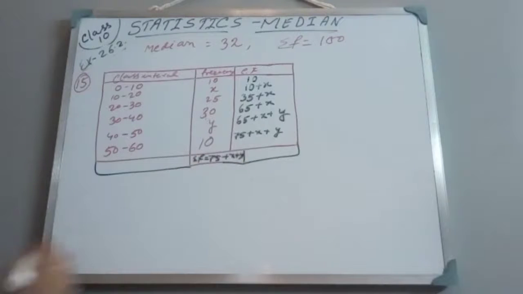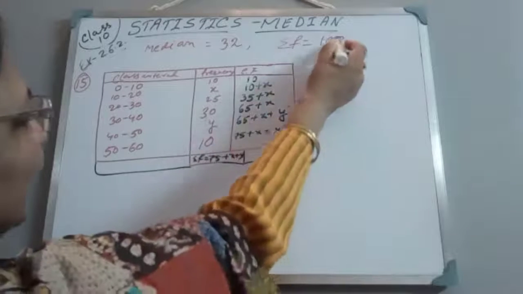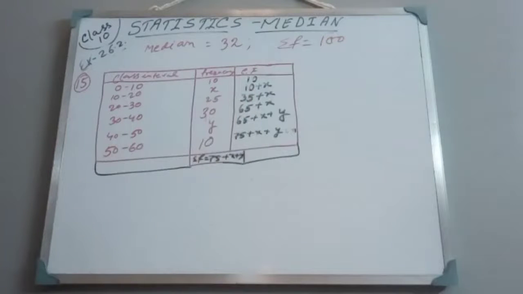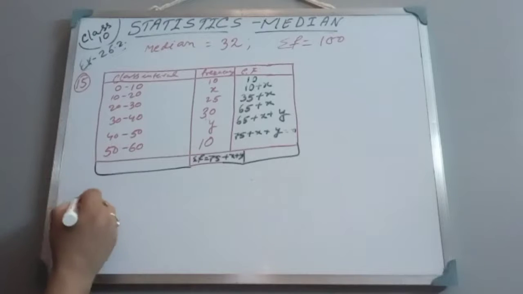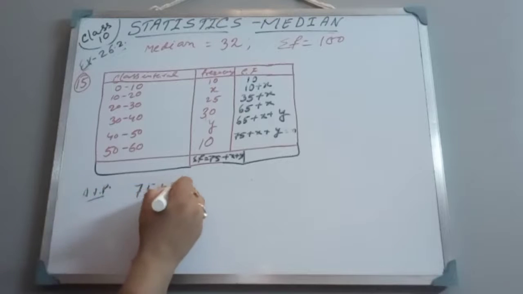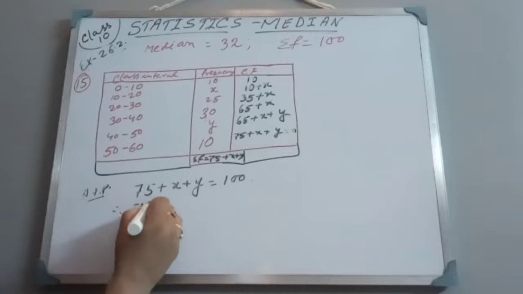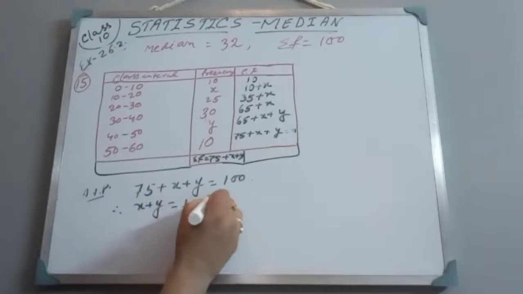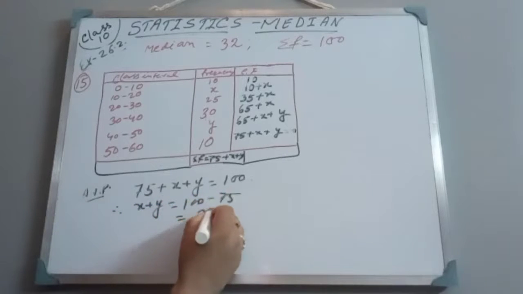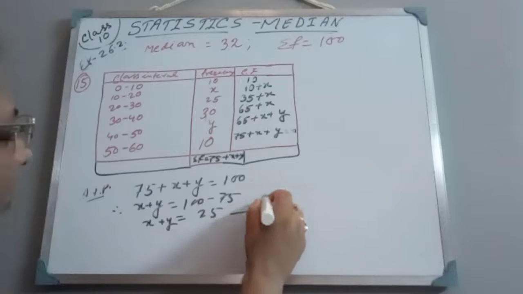Now see, this is equal to n. Sigma f, the summation of f, is given as 100. Then what we will do? Therefore, according to the problem, we can write 75 plus x plus y is equal to 100. Then what is x plus y? x plus y will be 100 minus 75, which is 25. So x plus y is equal to 25. Make it equation number 1.